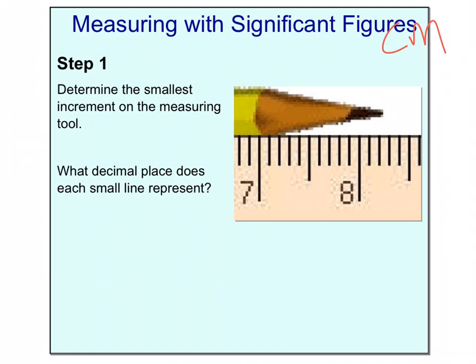That's what it means by smallest increment. So if we're thinking about a traditional number line, with this being the ones place and this being the tenths place, you want to figure out what this is counting up by. So I see a 7 and an 8, and then I see little lines in between. So this would be 7.1, 7.2, 7.3, which means this is going up by the tenths place. So that's what the smallest line on the tool is measuring. So that's always step 1.